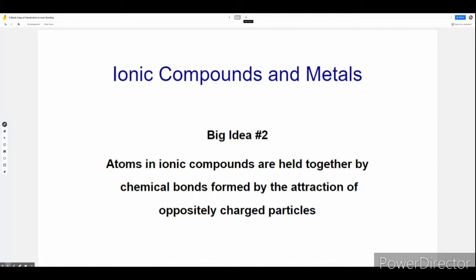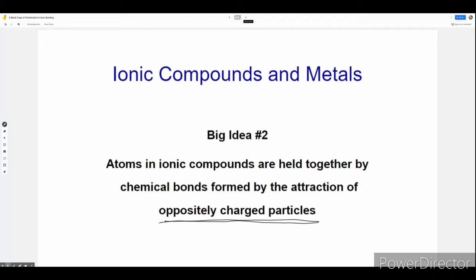So again, that first slide talks about the whole unit that we're going to go through in the next several weeks. More specifically, starting today, we're going to be talking about something called ionic bonds and ionic compounds. Those bonds come from the fact that sometimes you have positive ions and sometimes you have negative ions, and positive and negative attract each other.